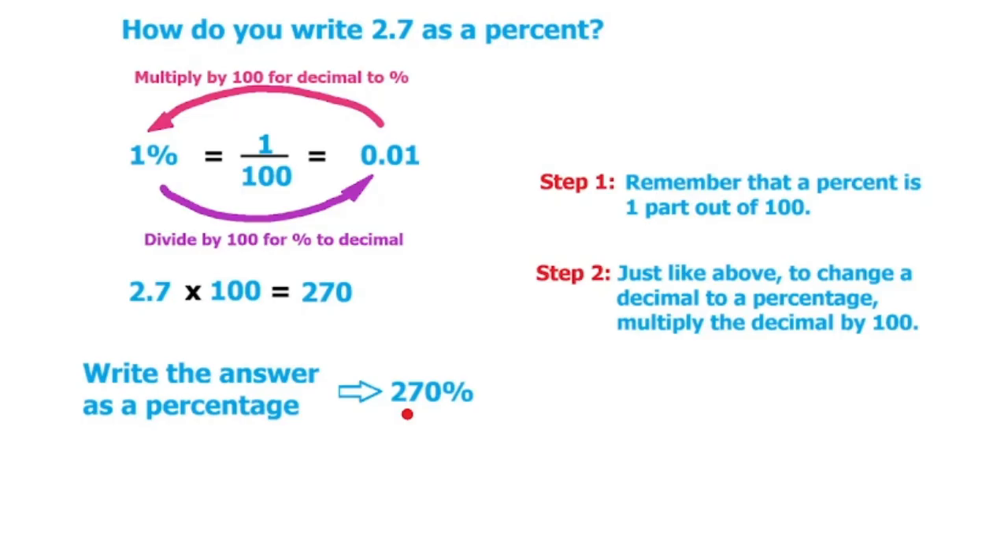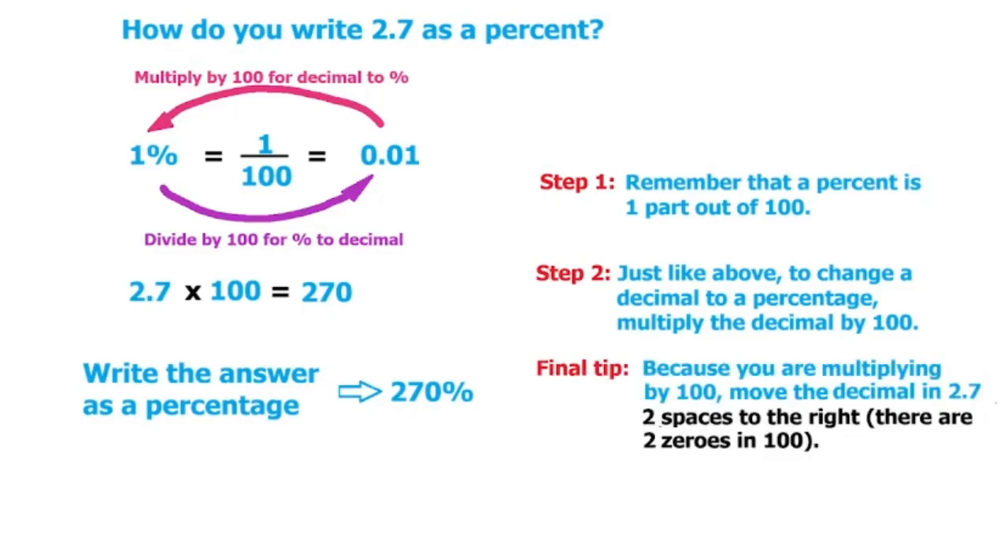Final tip, because you are multiplying by 100, move the decimal in 2.7 2 spaces to the right. And the way to remember 2 spaces to the right, there are 2 zeros in 100, so you just move it twice. So this is how it would look. So you take that decimal that was here and move it 1, 2, and the decimal ends up here. And that's it. That's the entire lesson.